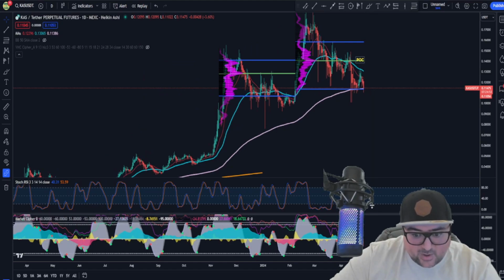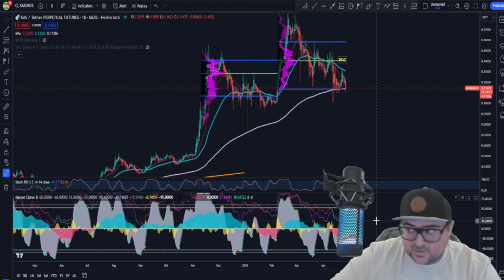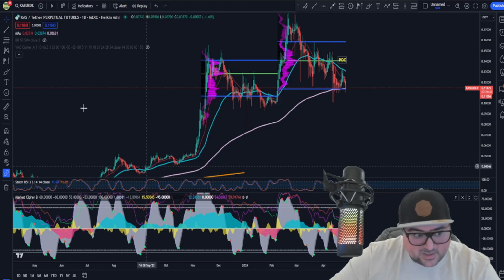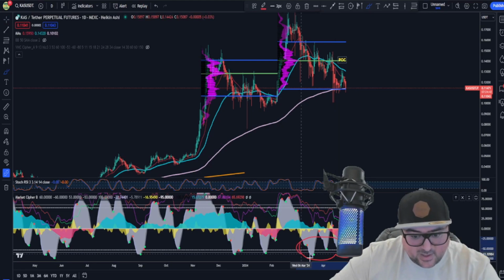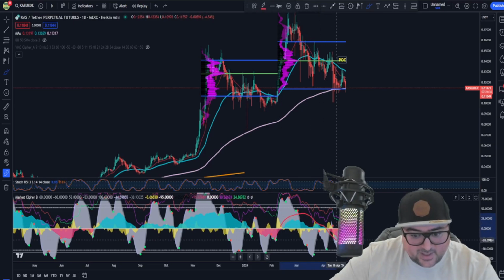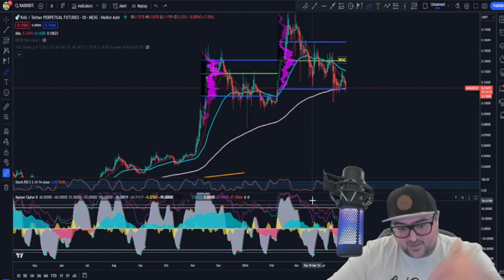When I'm looking at the Market Cipher B, because this is a big tool that I use, I'm seeing bearish negative money flow as well as bearish momentum waves. These are momentum waves here, okay? These gray or blue waves. Now, this green is money flow, positive money flow. The red is negative money flow, meaning money is flowing out of the asset.